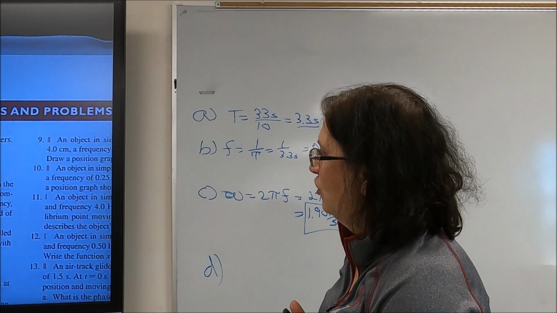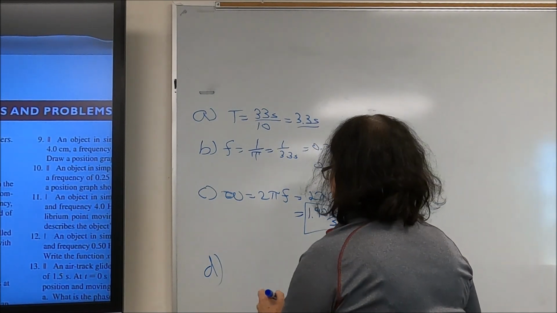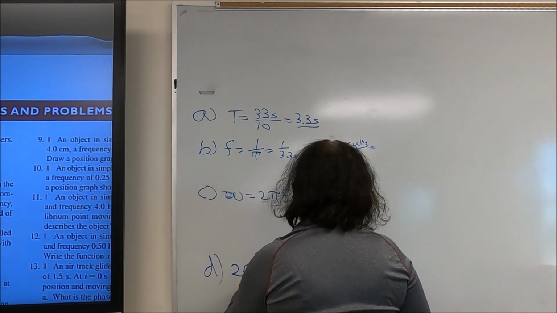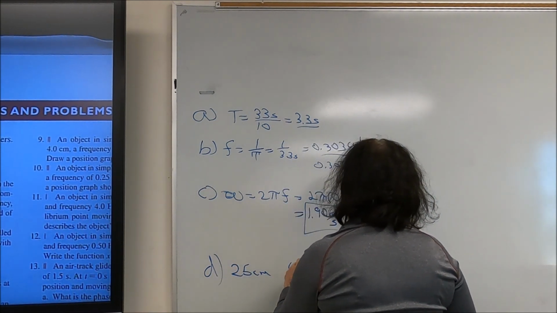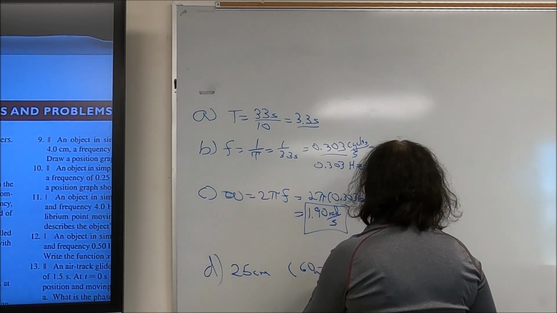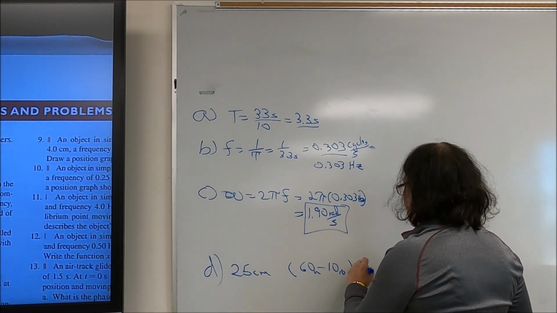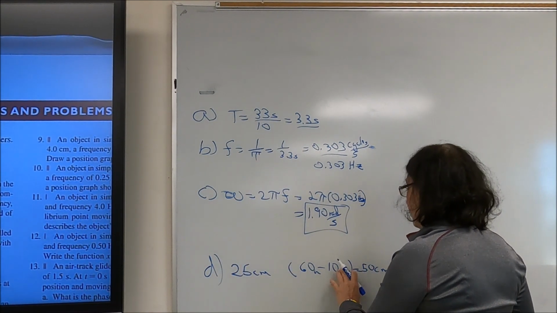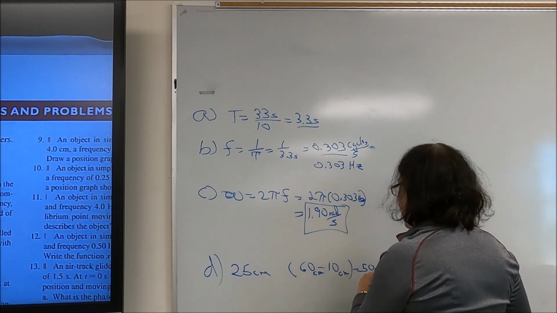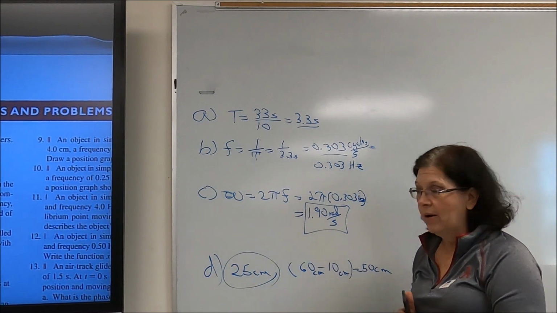The next question asks us, what is the amplitude? Well, the amplitude is 25 centimeters. Now I got that because we were at 60 minus 10, and that's the total travel from one end to the other. That was 50 centimeters. And half of that is 25, and that would be our amplitude.